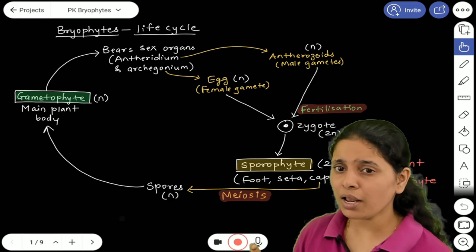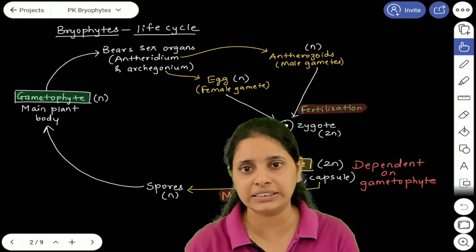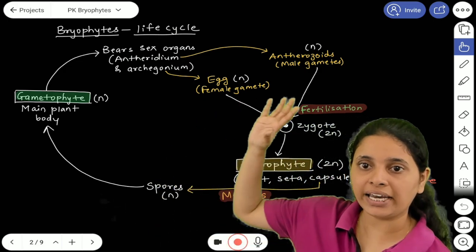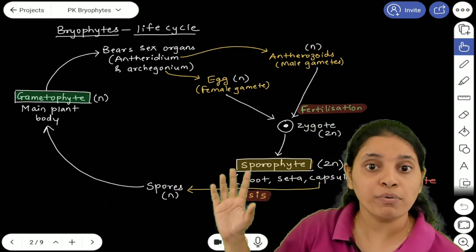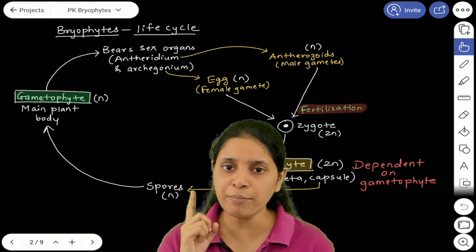Now, before actually reading the entire thing given in your NCERT, first let's understand how the life cycle of bryophytes proceeds. The first important point which you should remember is in bryophytes.